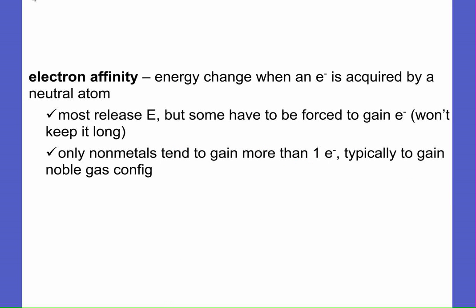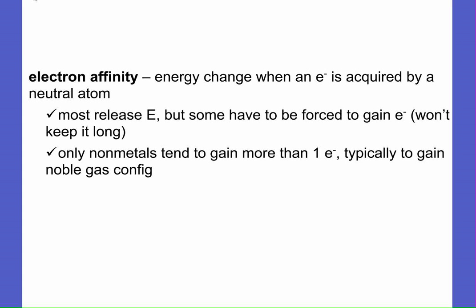But otherwise, as we continue, electron affinity is really the same thing as ionization energy. It's just the opposite idea. Instead of losing an electron, how likely is it for this atom to gain an electron? So electron affinity is just the energy change when an electron is acquired by a neutral atom. Most would release energy because that electron had energy and it lost energy to be caught.